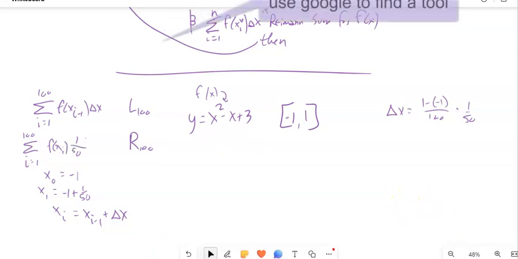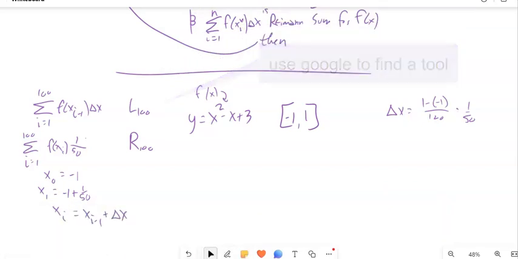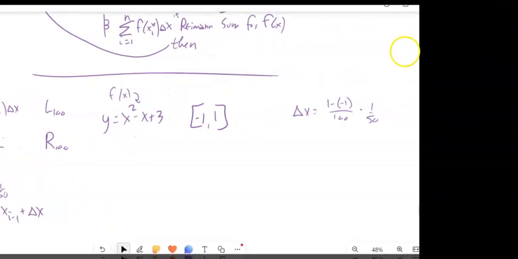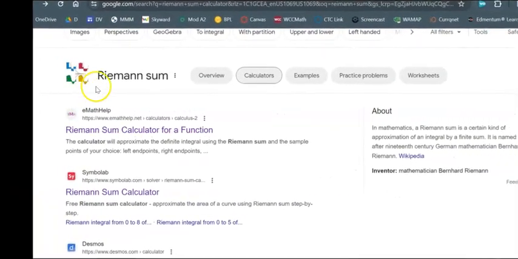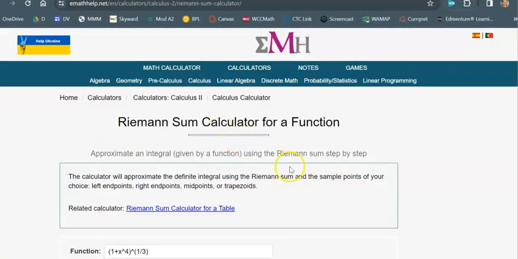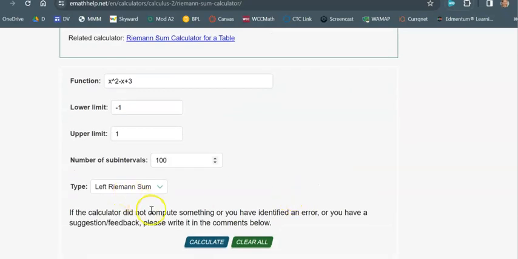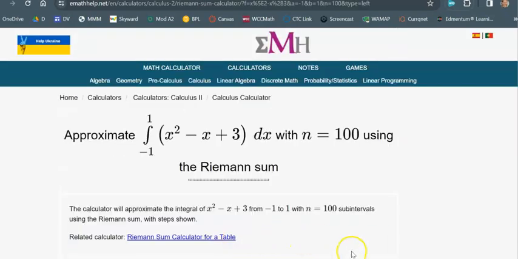So go to Google and look up a Riemann sum calculator. So just Google it. I like this one. I mean, that first one is just fine. You can just find one that works. And what's cool is, well, let's see, what's our function? And I have it written down here, so I don't need to flip back. x squared minus x plus 3. My lower limit is negative 1. My upper limit is 1. My number of subintervals is 100. And I want the left sum, so calculate it for me.